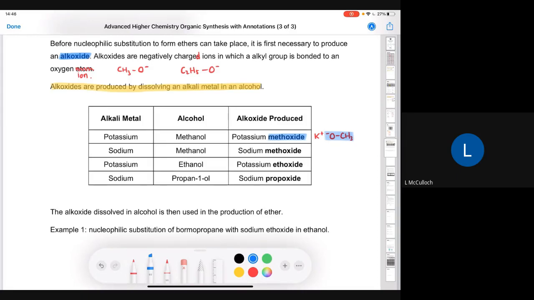If we react sodium with methanol, we get sodium methoxide. So that would be Na plus, and then our methoxide ion.